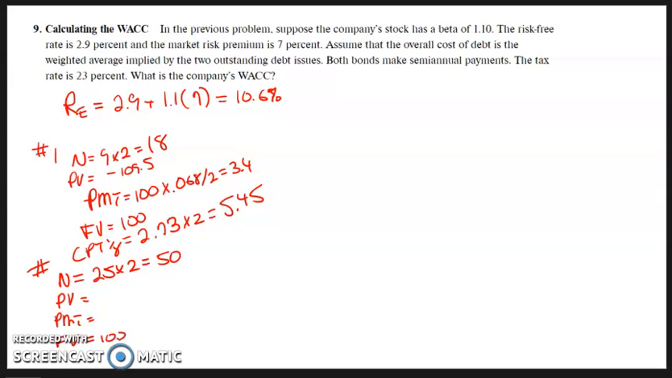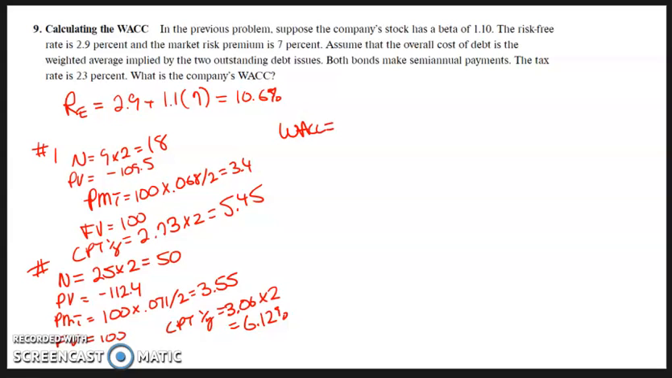The PV is the price, 112.4. Payment is 100 multiplied by the coupon of 7.1%, divided by 2, and that is 3.55. Then we compute I/Y, and we get 3.06. We multiply that by 2 to annualize it, and we get 6.12%.